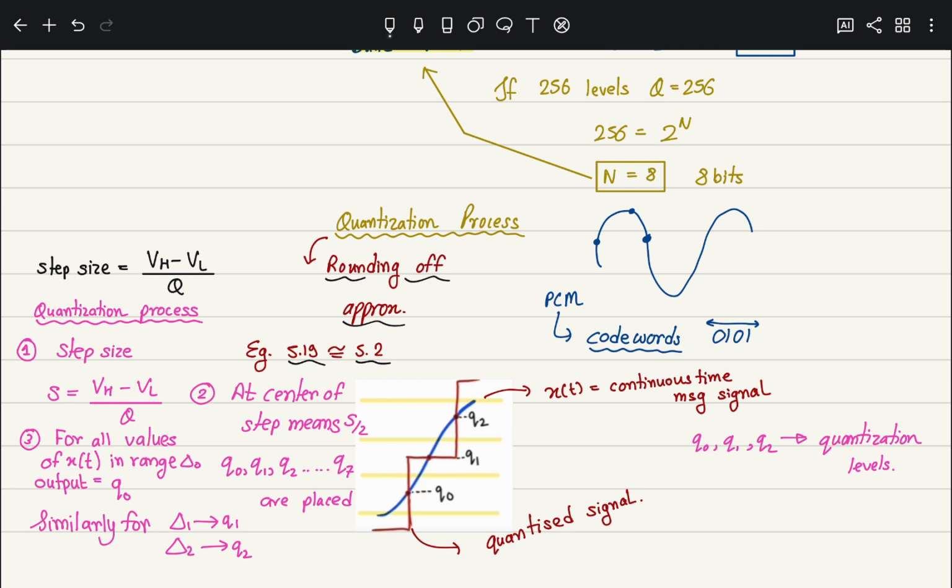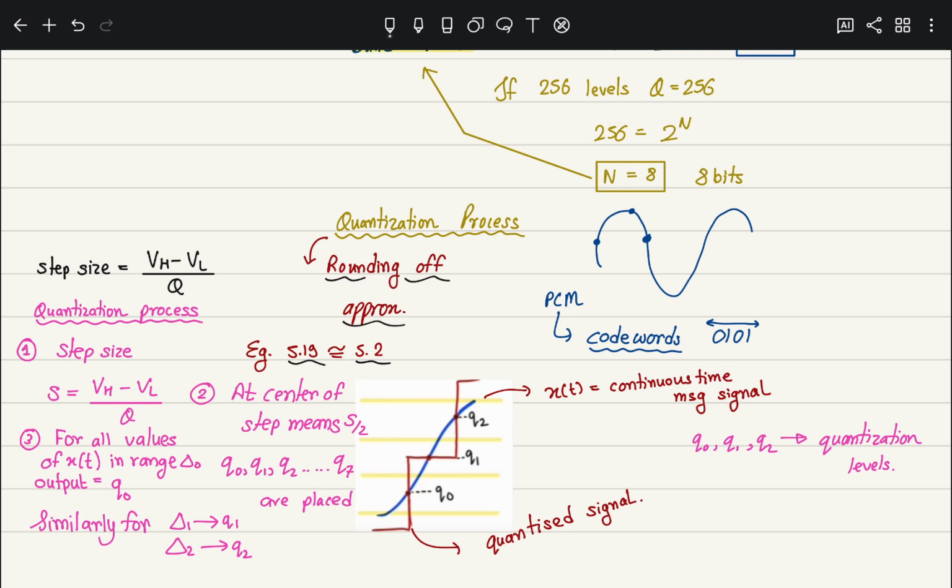It will make a little bit of error, but we have to choose whether we want to increase the bit rate. Which is more important for us: whether it is important to maintain the bandwidth or the bit rate, or we can deal with a little bit of error also. So this is the thing. So this is the quantization process.